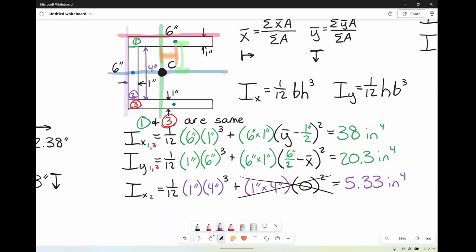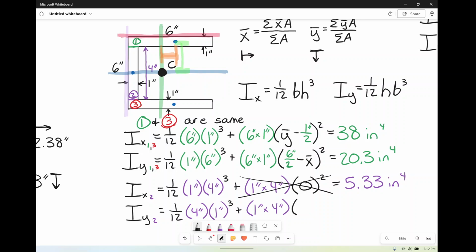Inches to the 4th. Next we have Iy for shape number 2. So again, that's going to be 1/12 times the height, which is 4 inches, times the base of 1 inch cubed, plus the area. The area is 1 inch by 4 inches.